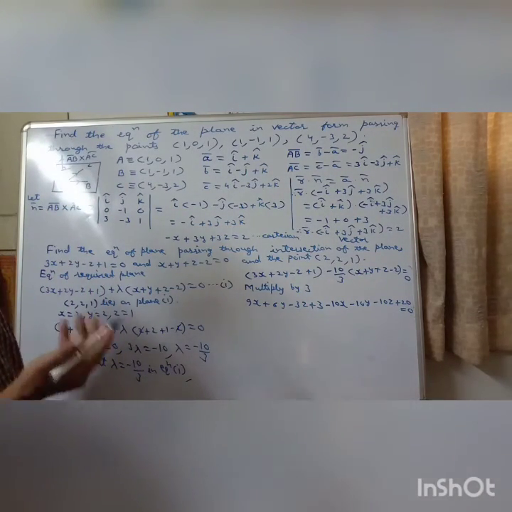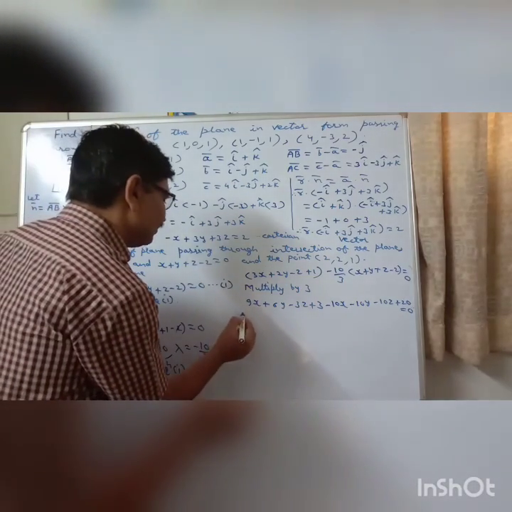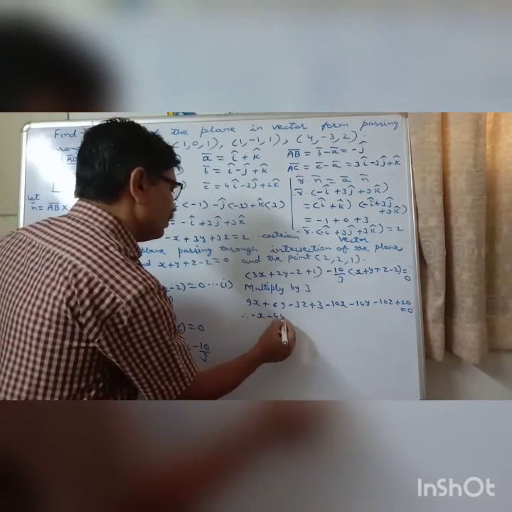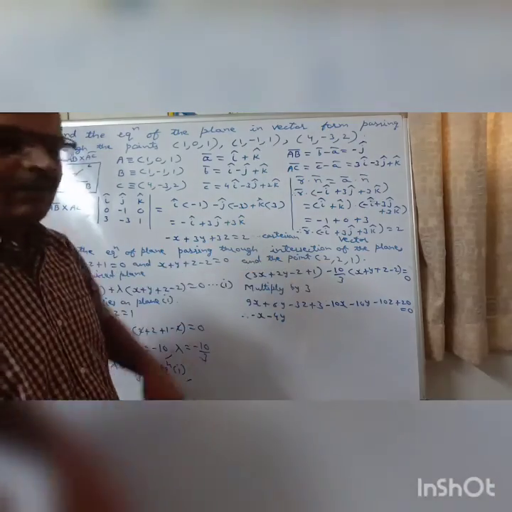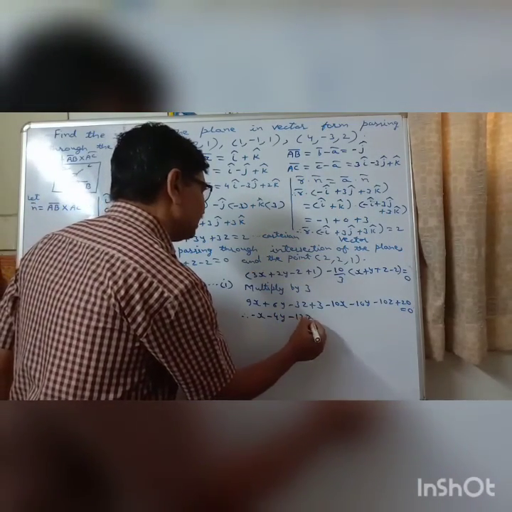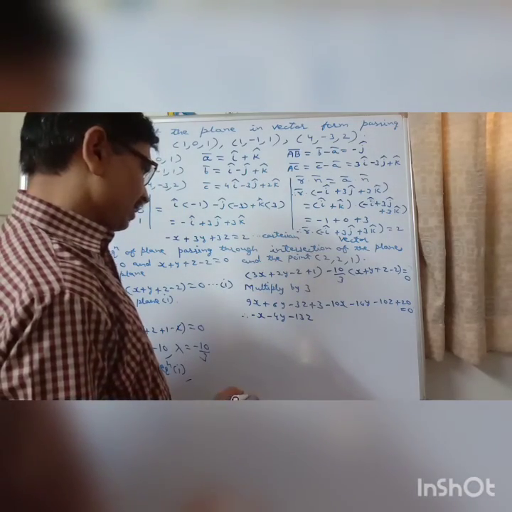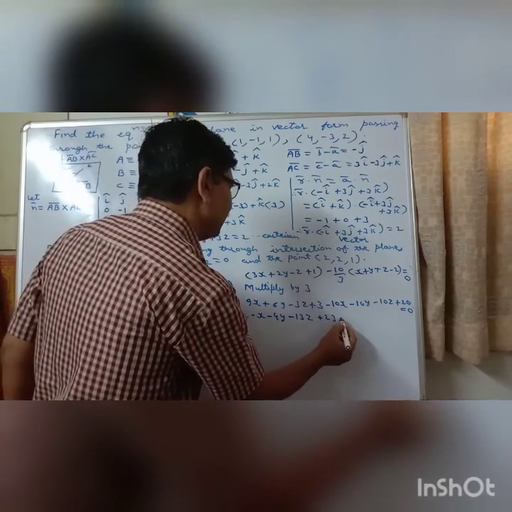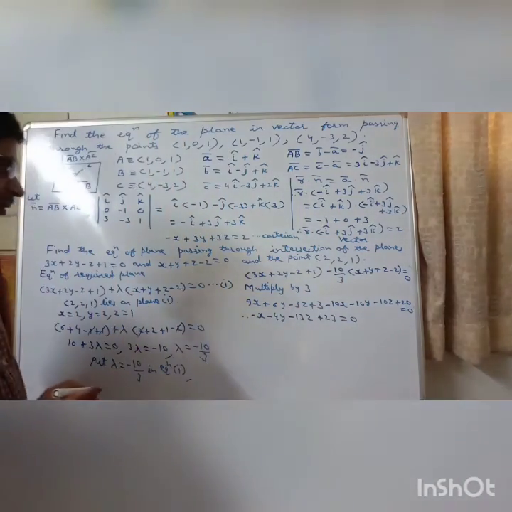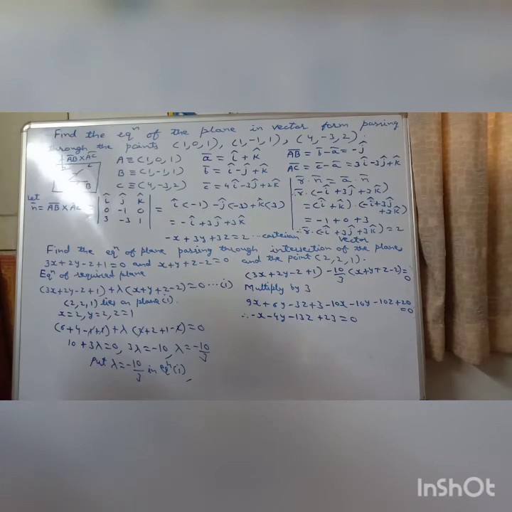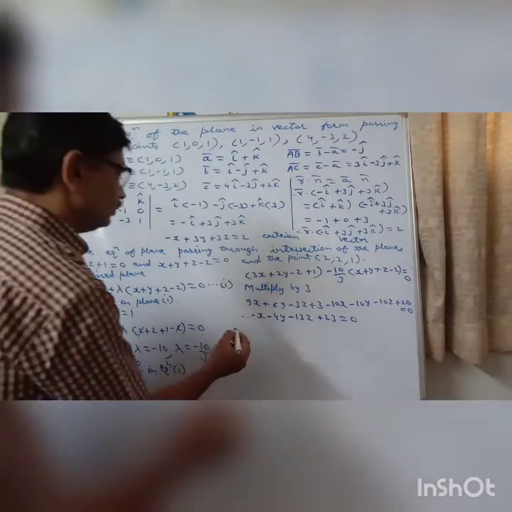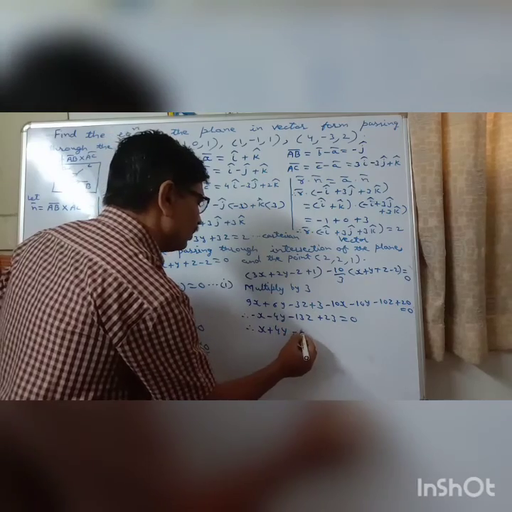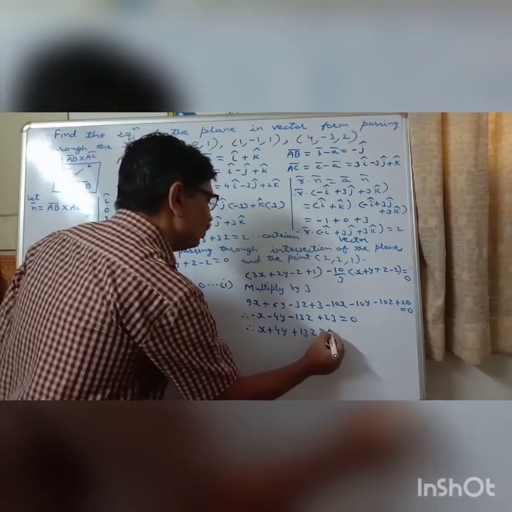Rearrange the terms. First collect terms containing x. 9x minus 10x, minus x. 6y minus 10y, minus 4y. Minus 3z minus 10z, minus 13z. Collect the numbers. 20 plus 3, 23 equal to 0. For convenience, we can multiply the equation by minus 1. x plus 4y plus 13z equal to 23.